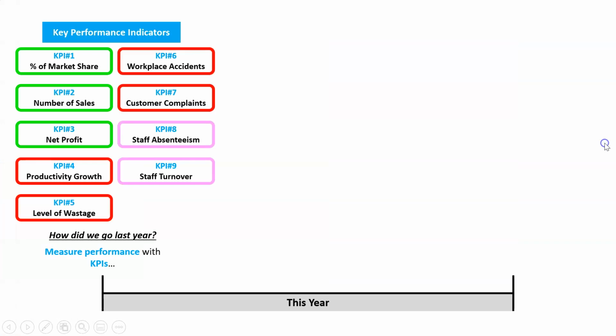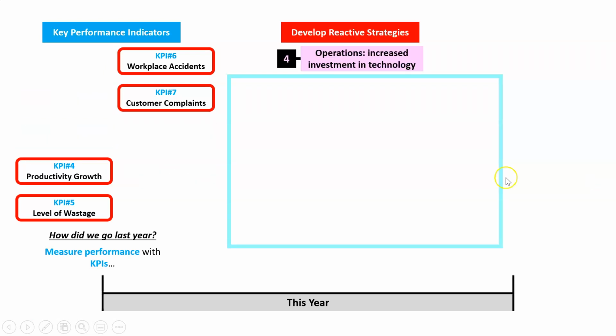And this particular topic says, well, when we look at our performance from last year and we get our KPIs and we see some that are bad, what could we fix by using our technology strategies? They could fix all of those KPIs, but in particular, we could fix the rate of productivity growth, how much stuff we waste, how many workplace accidents, and how many customer complaints there are.